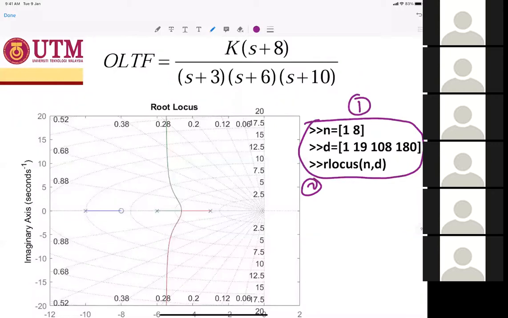Muhammad Mu'tasim. Yes, sir. How to plot? Using a second option, coding.